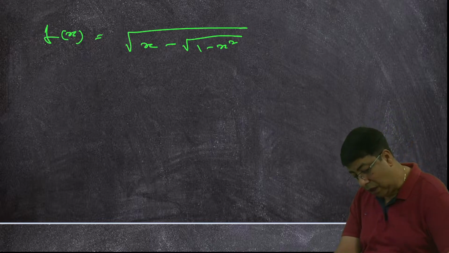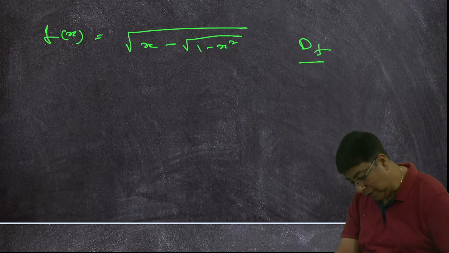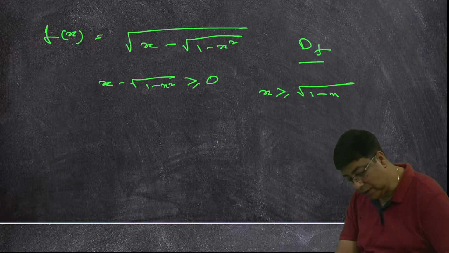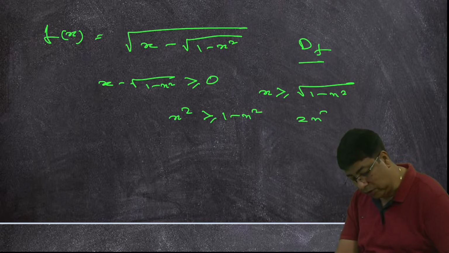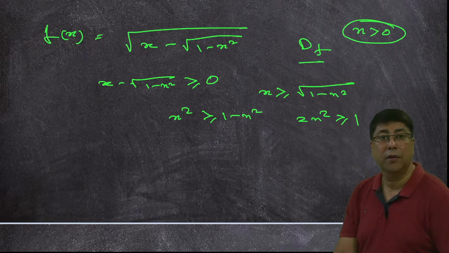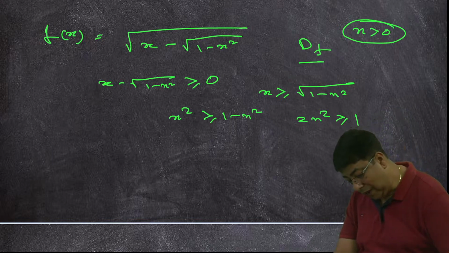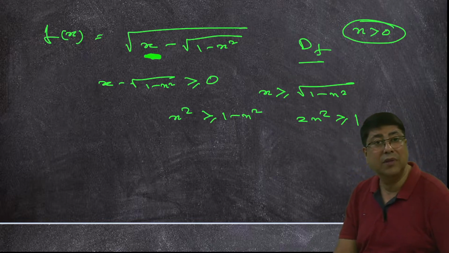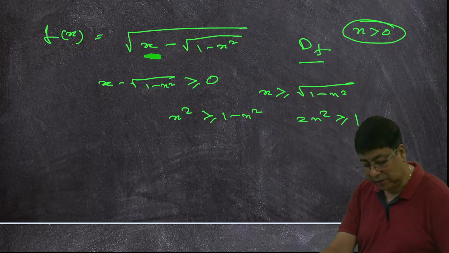In this case, we need the domain of the function. So first of all, x minus root over of 1 minus x square must be greater than or equal to 0. x greater than or equal to root over of 1 minus x square. So x square greater than or equal to 1 minus x square. Therefore, 2x square greater than or equal to 1. And moreover, x should be greater than 0. This is the most important. Why is x greater than 0? Because if x is not greater than 0, a negative is coming under the root. It is not desirable. Okay? Therefore, x is greater than 0.